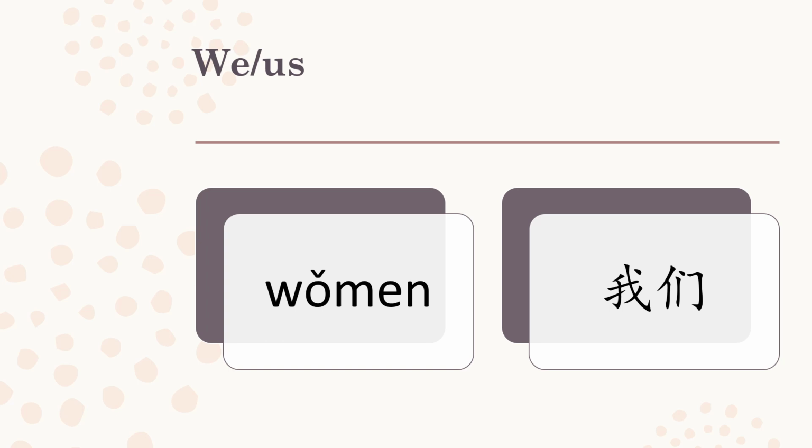The same rule applies here. We add 们 after 我, and it becomes the plural form, we or us. Still, there is no difference between we and us. Both are pronounced as 我们.